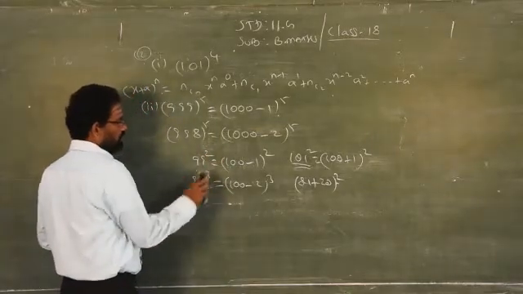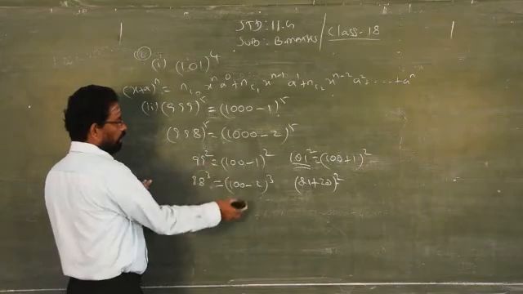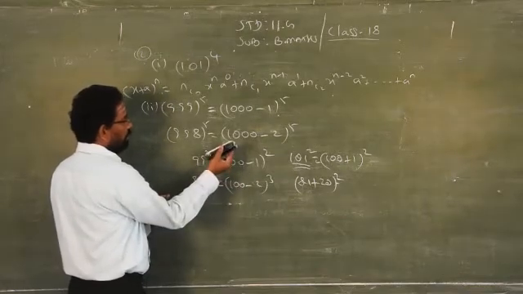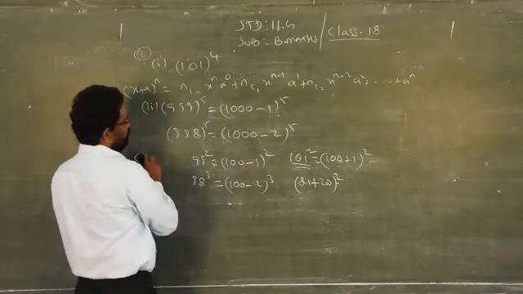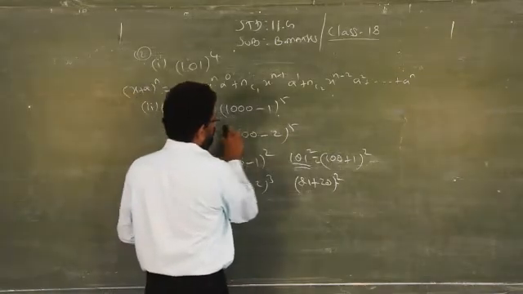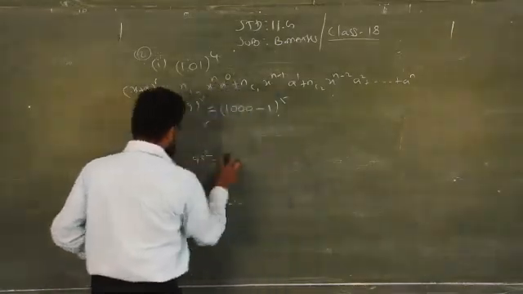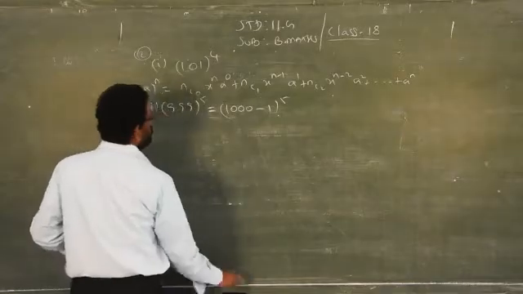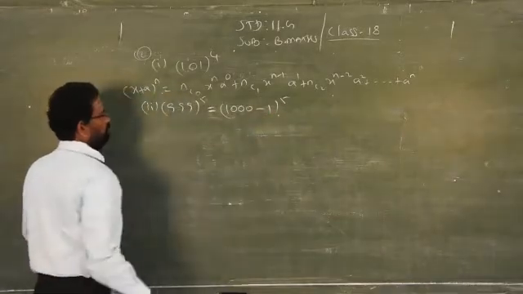Clear? So no new concept. These are all things you studied already in the lower classes. This is a little upgrade of the binomial theorem which is given in 11th standard. That's all. No other difference. So same concept. So now, 1000 minus 1 whole to the power 5.